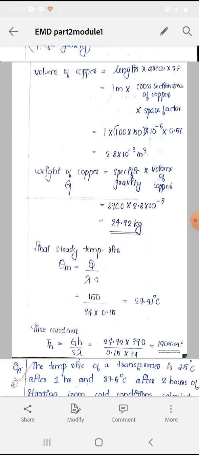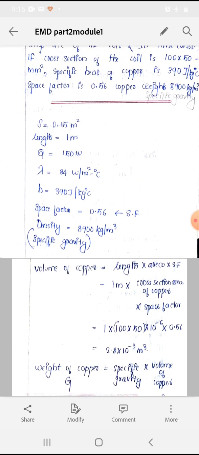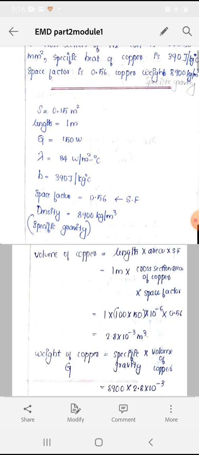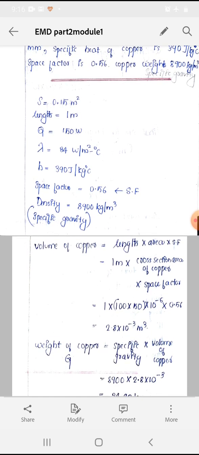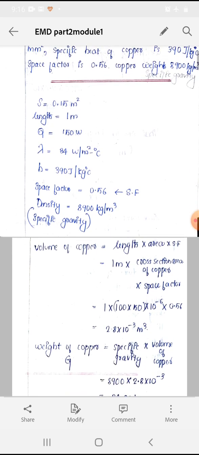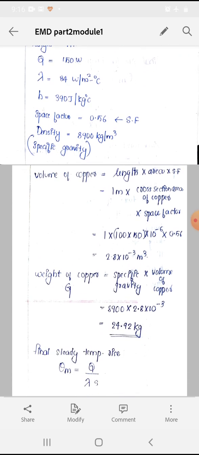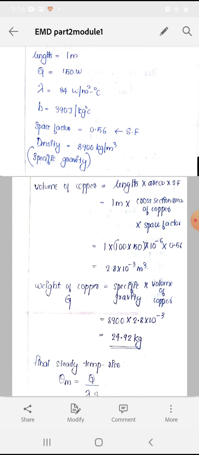So G, capital G, is the weight of the active part of the machine, that is in kilogram. So in the question we need to know the weight. From the question, it is given as 8900 kilogram per meter cube, but that is the specific gravity. So we need to find the weight of copper, that is G. G is equal to specific gravity into volume of copper.